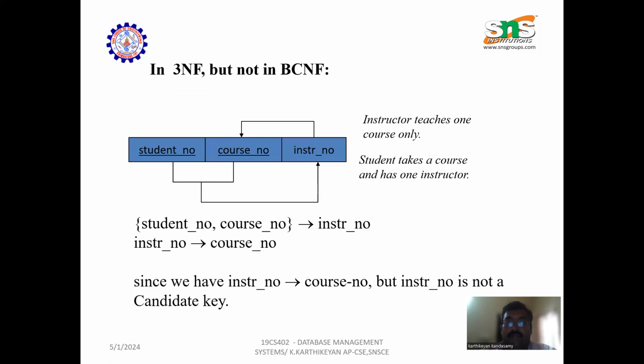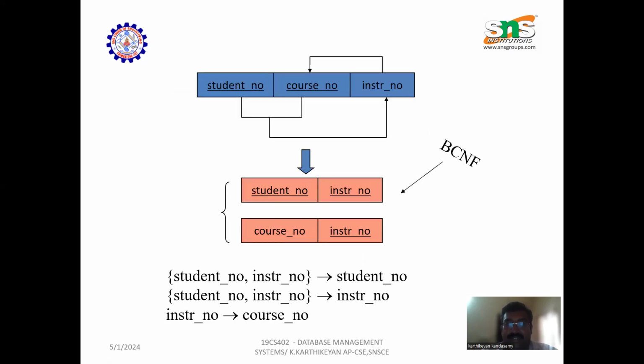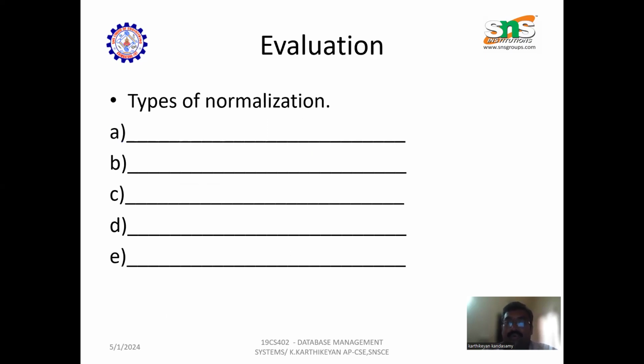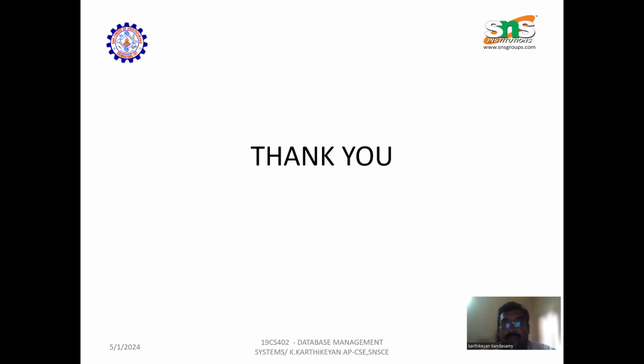Next one. Find out your answer for 3NF. Verify and complete the solution about the conditions. Once the condition is satisfied, it is called 3NF or BCNF. So this is my evaluation part: types of normalization. Please, can any of you tell about types of normalization? Yes, correct. First normal form, second normal form, third normal form, fourth normal form, and fifth normal form. Yes, correct. Thank you very much.